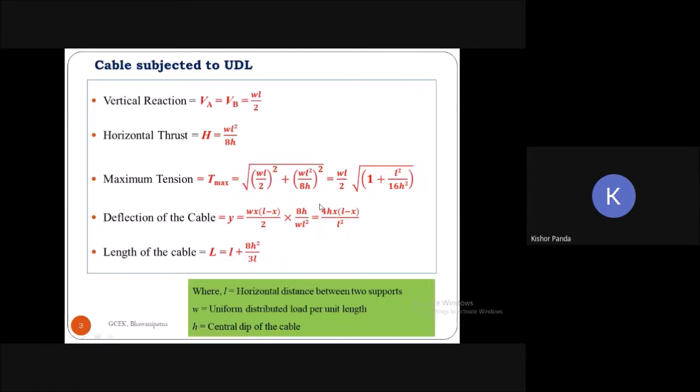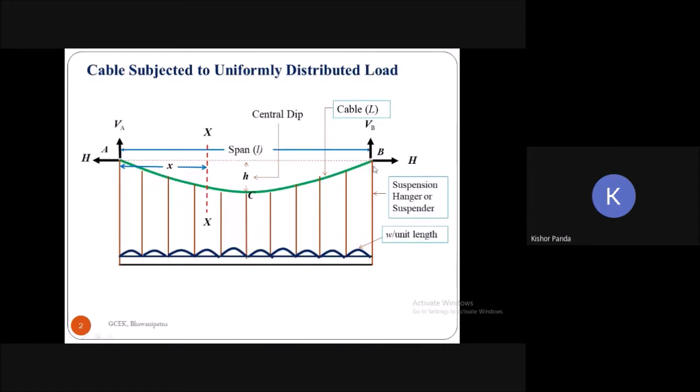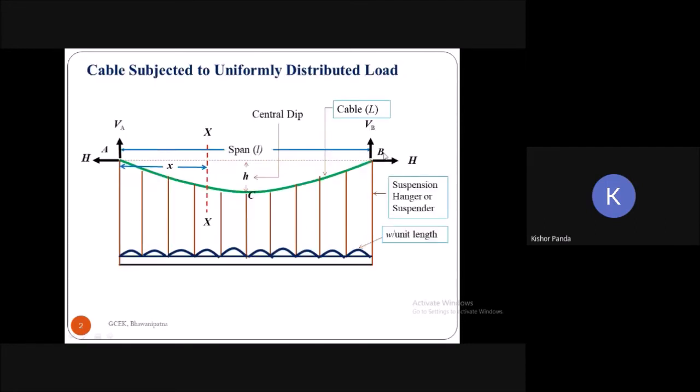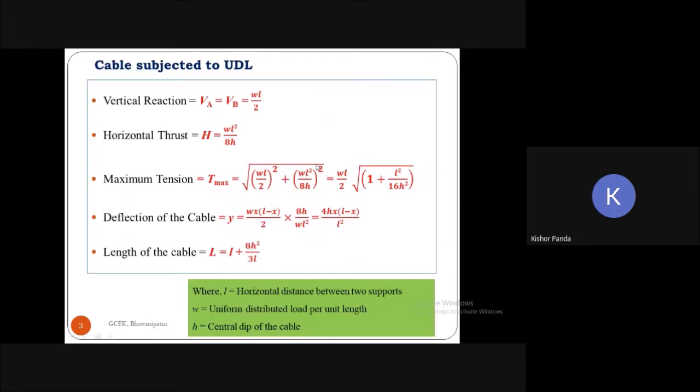You know, already in the last class we have discussed this. So what is the vertical reaction? The vertical reaction VA is equal to VB is equal to WL by 2. You know how to find out this vertical reaction of the cable subjected to the uniformly distributed load. Then what is the horizontal thrust? The horizontal thrust is equal to WL square by 8H. This we already derived in the last class.